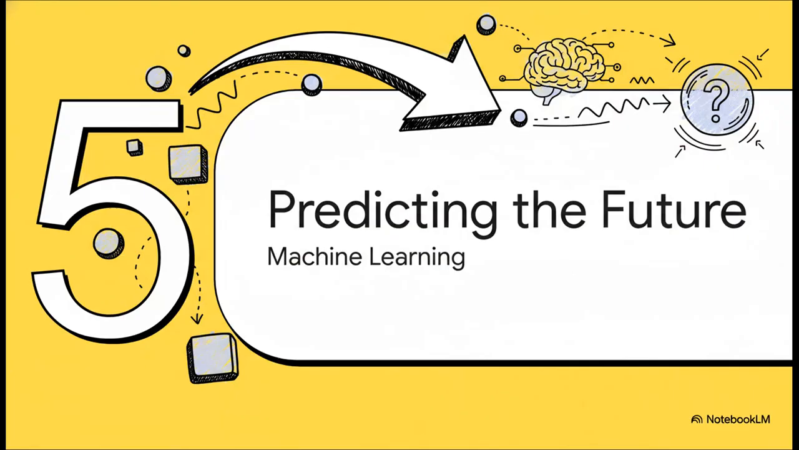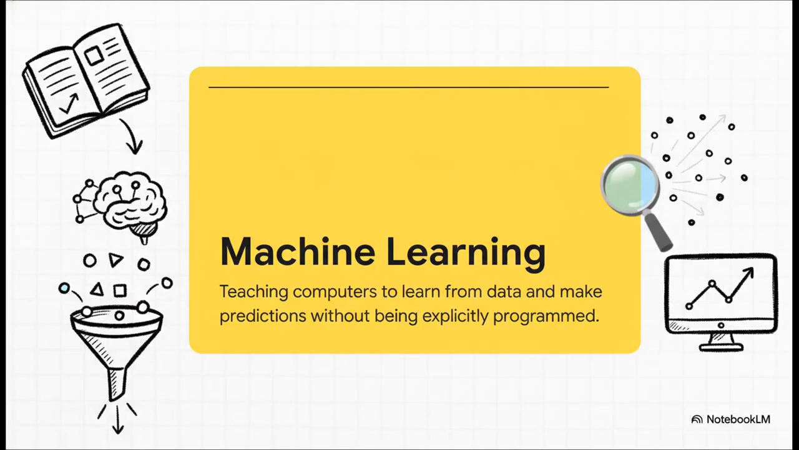Everything we've talked about so far has been about understanding the data we already have, looking into the past. But what if we could take that a step further? What if we could use that past data to make educated guesses about the future? Well, my friends, that is where machine learning enters the picture. At its heart, machine learning is just what it sounds like, teaching computers to learn from data. Instead of us writing a million if-then rules, we just show the computer a ton of examples and say, here, you figure out the patterns. Once it's learned those patterns, it can use them to make predictions on new, unseen data.